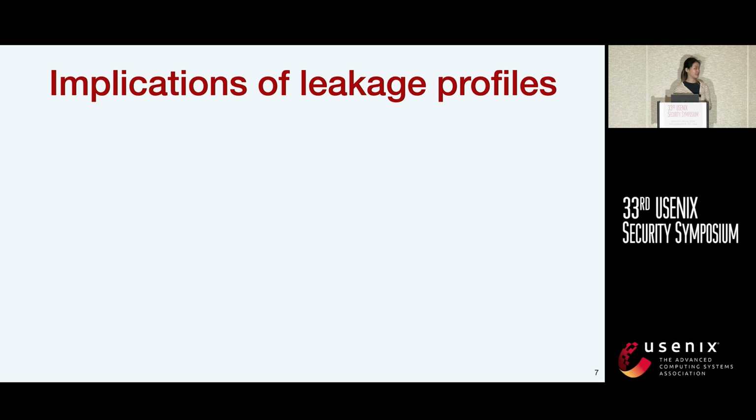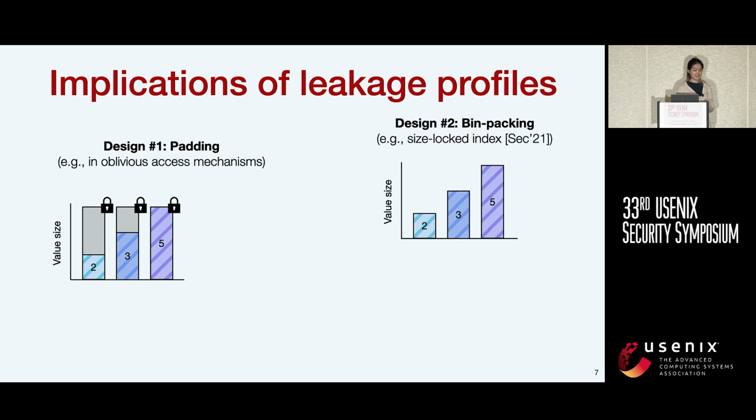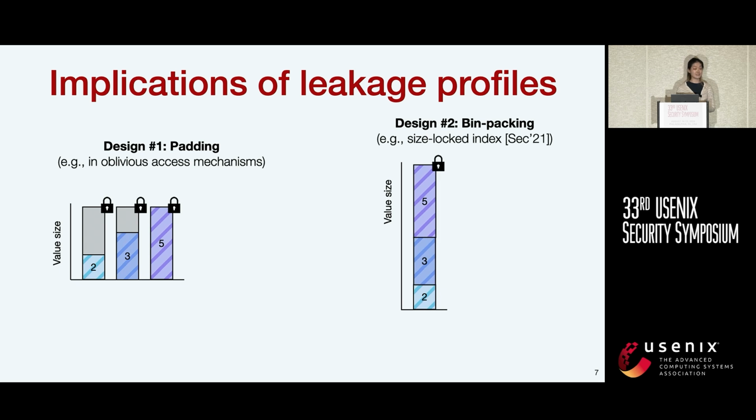So to see what different leakages imply, let's look at two prior solutions with opposing designs. One design is based on prior oblivious access mechanisms, and those assume same-sized input values. So then this design trivially pads each value to the largest size before encryption and storage. The other design is based on size-locked indexes, which pack the entire database into one encrypted bin that's returned for every query. We say design 1 leaks that the largest value size is 5.